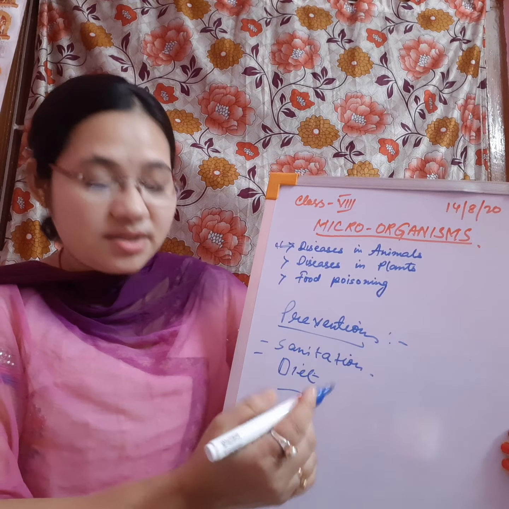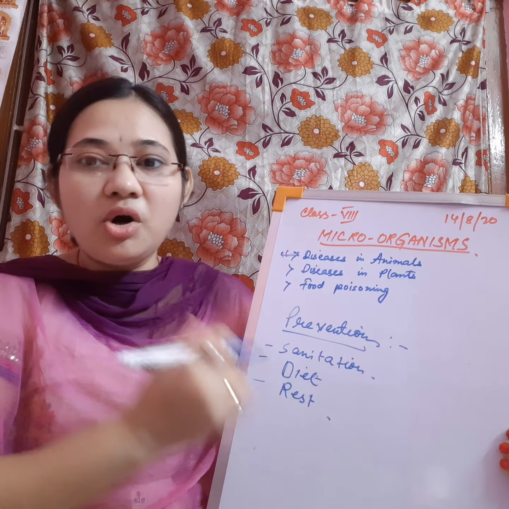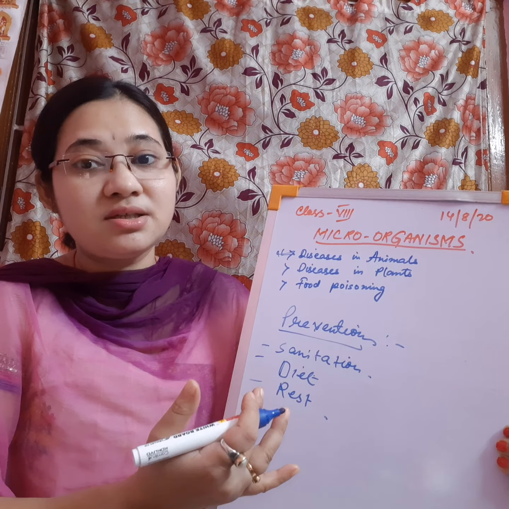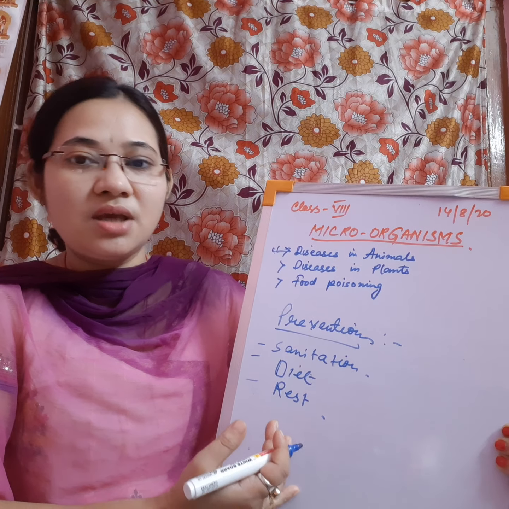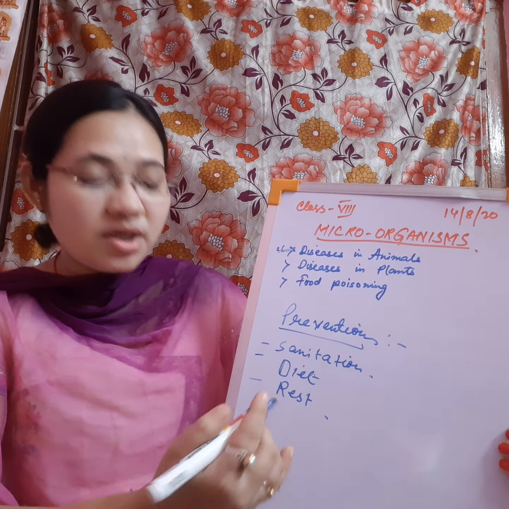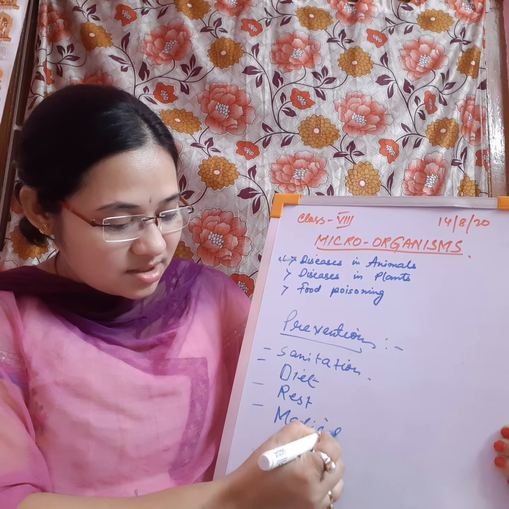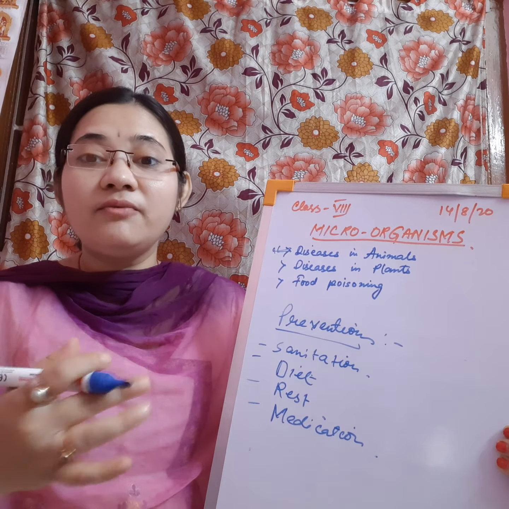Then proper rest. The animals should get proper rest. Otherwise, if our body is weak, we will develop diseases faster. So in the case of animals also, the same thing, proper rest is required. Then we have proper medication and treatment. So proper medication means proper medicines should be given to them in order to protect them from disease.